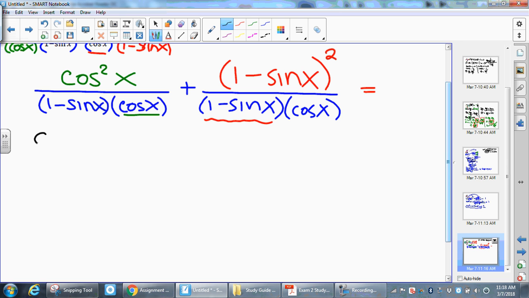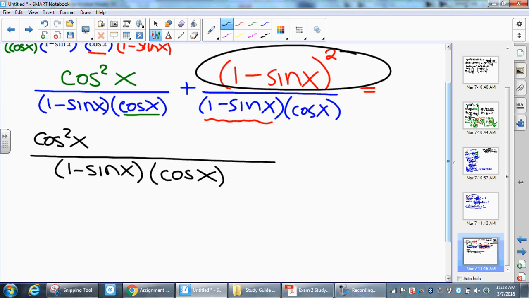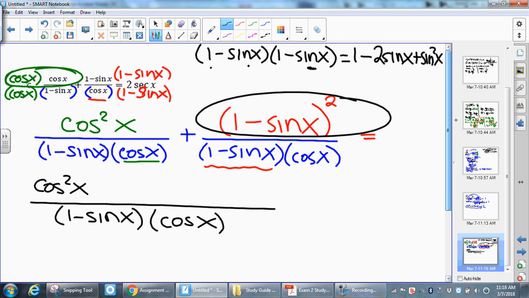Okay, so here we got so far cosine square x. I'm going to put everything under one fraction, so 1 minus sine x. I'm not going to multiply those, but now I'm going to write the expanded form of this binomial square, which is what I did up here. So we're going to replace that one. It was 1 plus 1 minus 2 sine x plus sine square x.